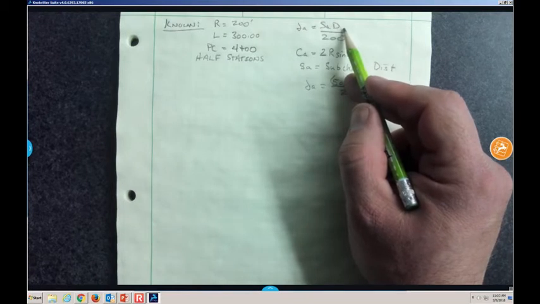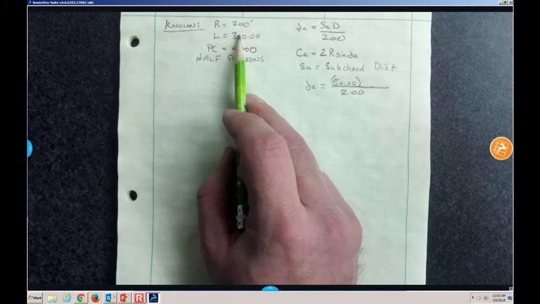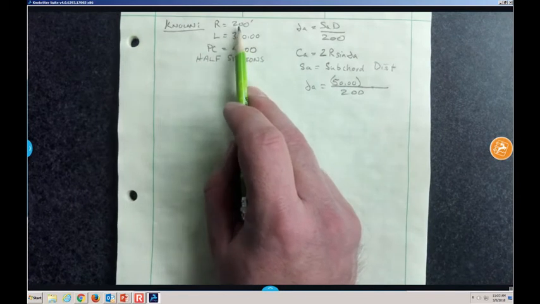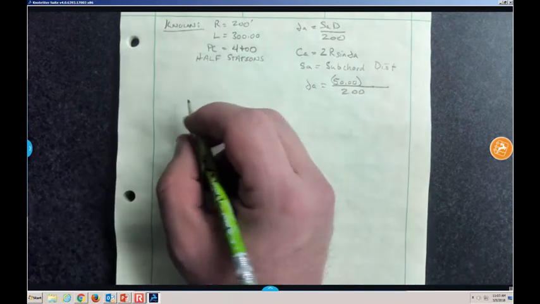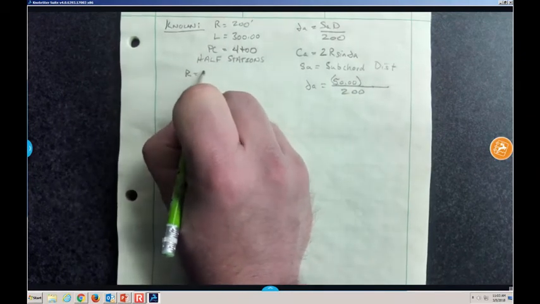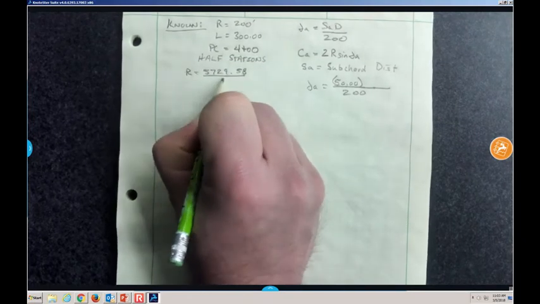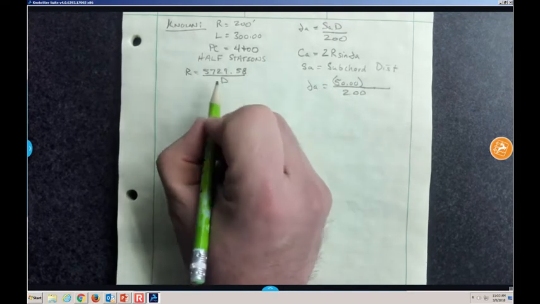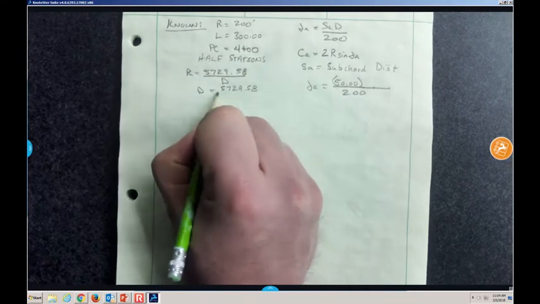So D is the degree of curve. So we have to figure out the degree of curve based on this information we were given. Okay? So what's the degree of curve based on the information we were given? 5729.58 divided by radius. Yeah, so we can use this formula, but we have to transform it or do some substitution. So if we substitute that, it's D equals 5729.58 over R.